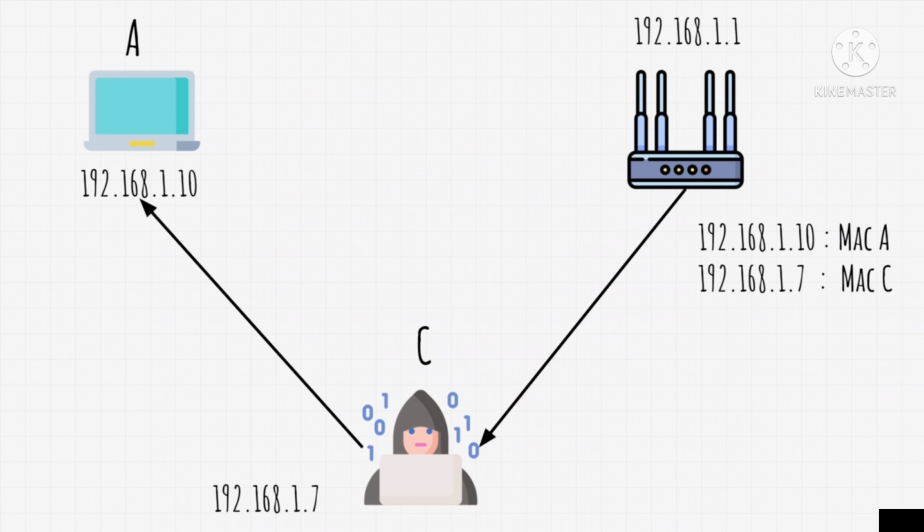Once Facebook receives machine A's request, it sends the response to our router, and then, since the router is also being spoofed, it thinks that we are machine A, and it sends the response back to us. Then we forward the response to machine A, so machine A has no idea that it is being spoofed since it is able to visit any pages and websites. This attack is called man-in-the-middle with the help of ARP spoofing.